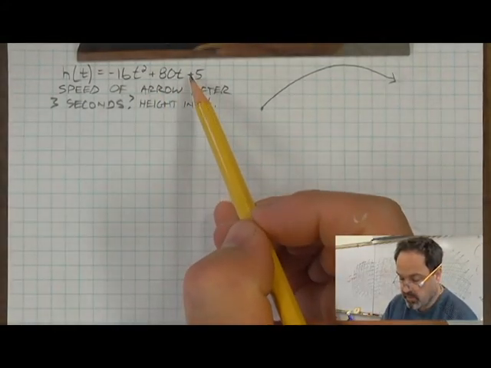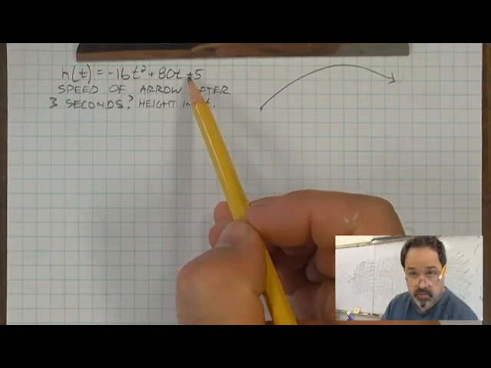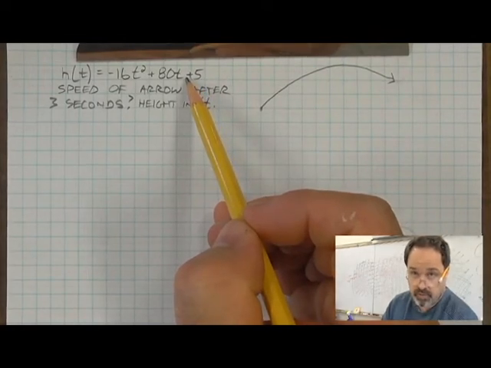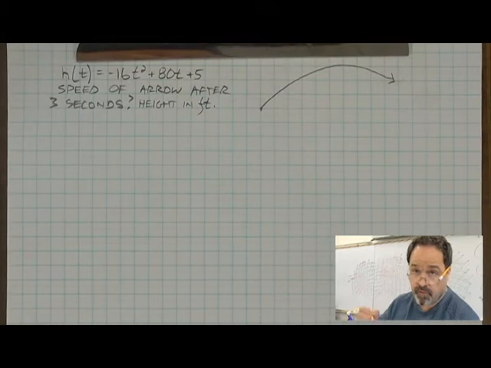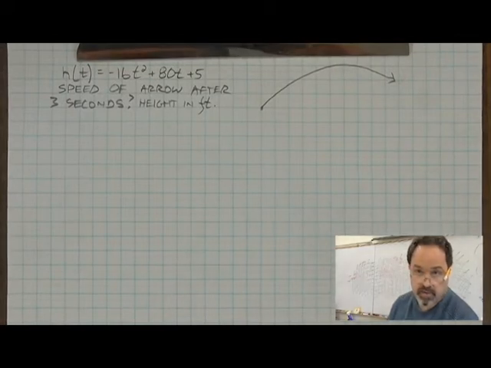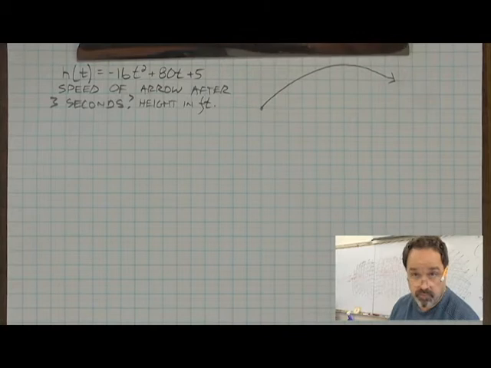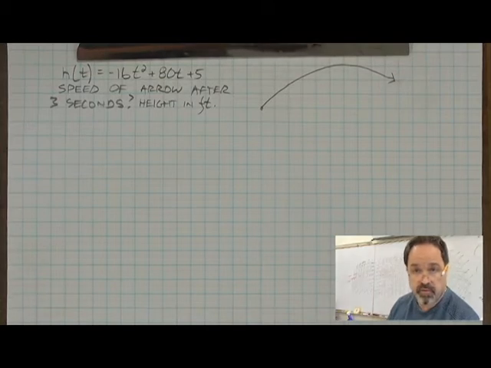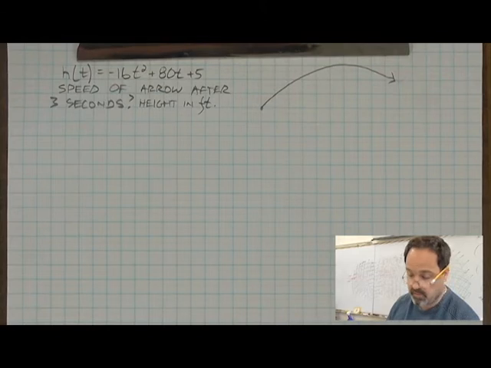So we're given a position equation. Height is a position concept. It implies that it's a vertical position that we care about. And speed is related to velocity. Speed is the magnitude of velocity, or the absolute value of velocity. It means that with speed, we don't care whether we're going up or down, left or right. We don't care about the sign of the velocity. We're going to ignore the sign of the velocity at the very end of the problem.